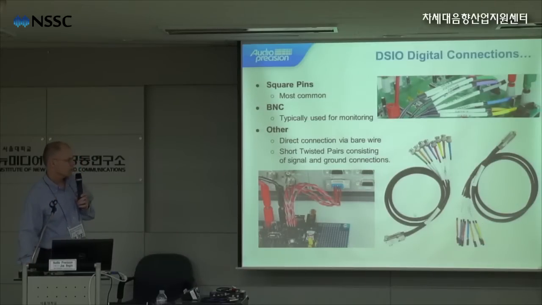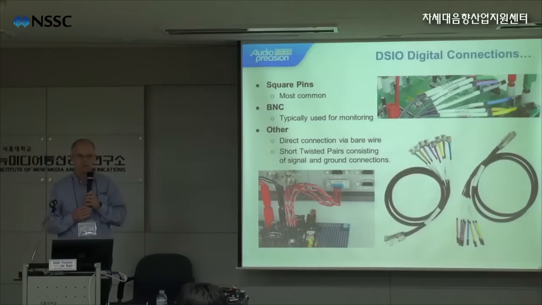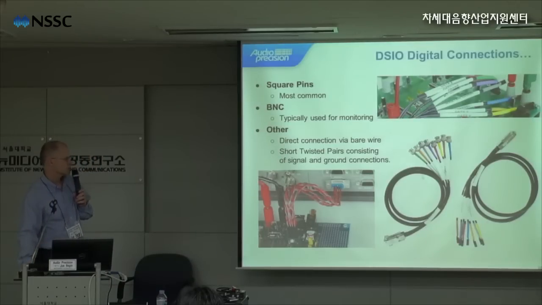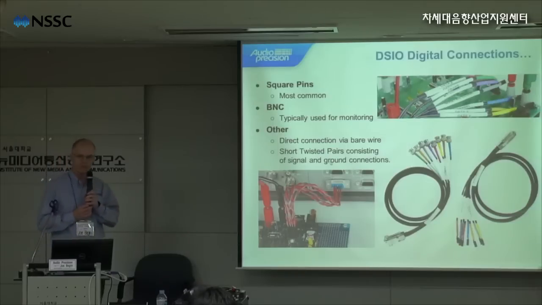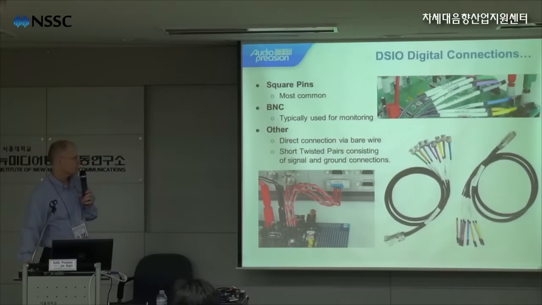And then on the other side, we have this cable, which is meant to plug into the monitor. This is actually plugged into the wrong port in this picture. The signals going to the board should be plugged into the top one, and from the monitor you can take these BNC cables and plug them into an oscilloscope. So you can monitor the different lines like the clock, the frame clock, and the bit clock on an oscilloscope. You can also use a custom cable like this that's a direct connection with a bare wire, and they use short twisted pairs consisting of a signal and a ground connection on each pair of pins.